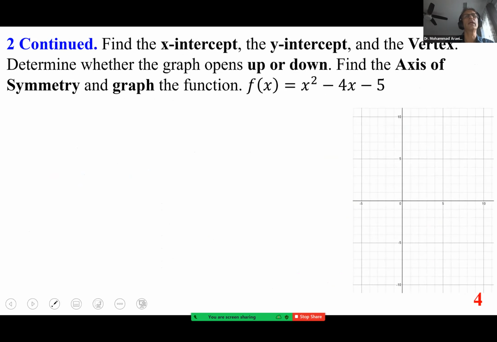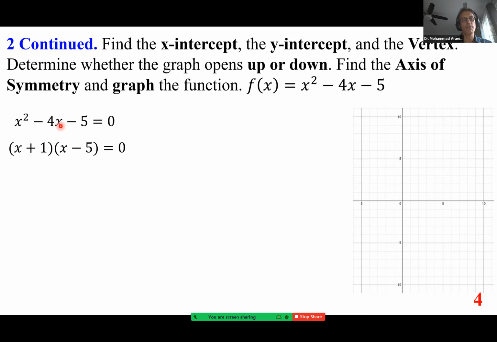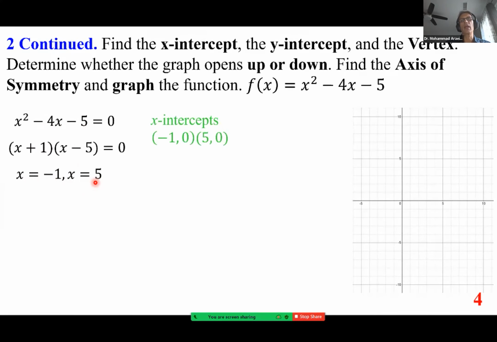So to do this, let's start with intercepts by setting y equal to 0. It's an easy factoring. We want 2 numbers whose product is -5 and whose sum is -4. So x becomes -1, x becomes +5. Because we are looking at intercepts and we don't want any confusion, we write them as pairs. This means (-1, 0). This means (5, 0).